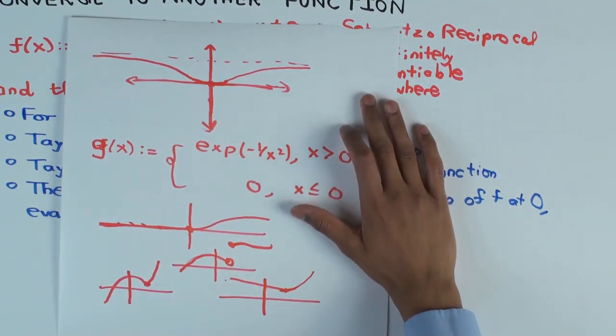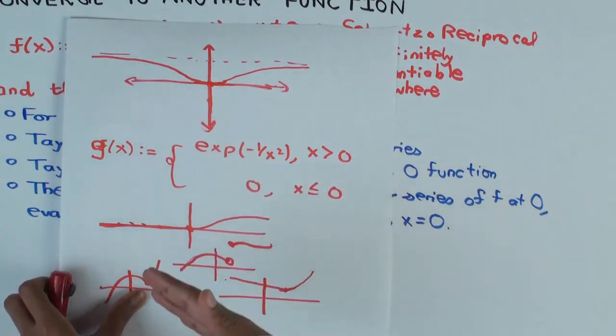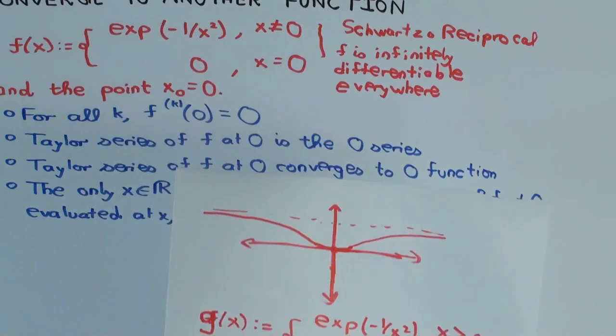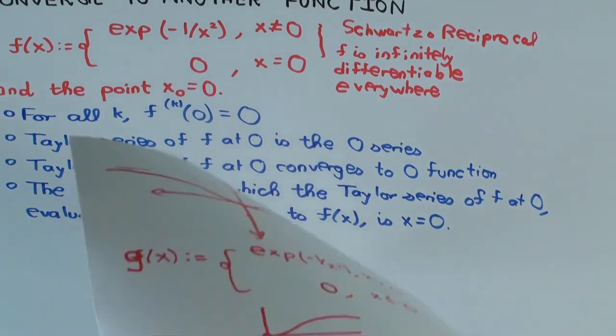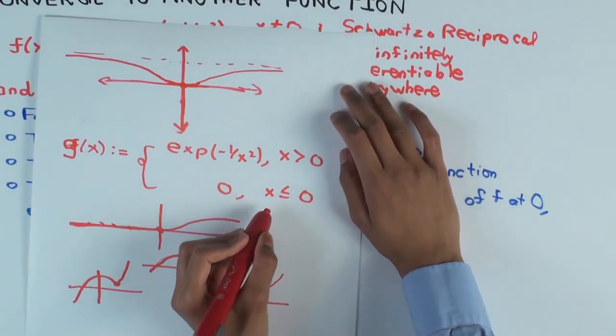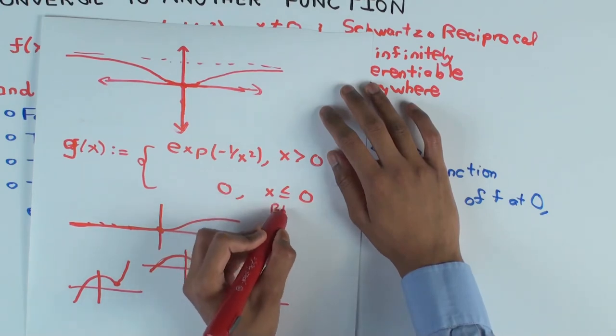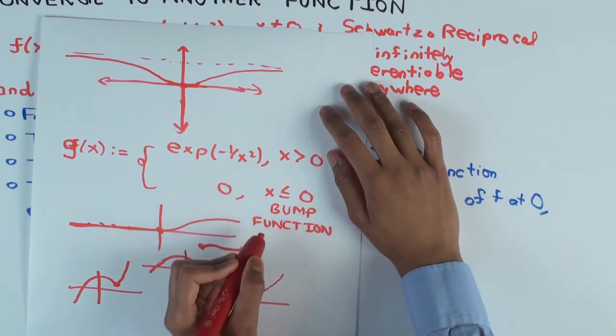Now, why would this be important? That you can have a function that actually changes definition so smoothly that all the derivatives are continuous through the change of definition. Why would that be important? Well, it's actually quite important. And the reason is that you can now do funny things. This type of idea is called a bump function.